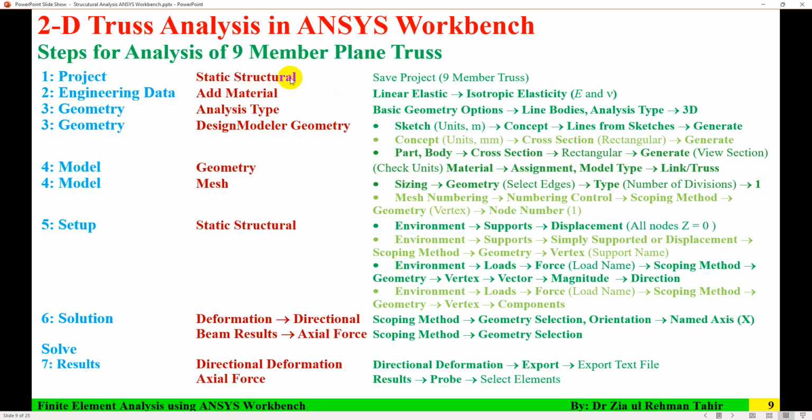You need to start a static structural project, then add material and the analysis type. For truss, you need to select line bodies, and then in the design modeler, you first sketch, then convert that line to sketches, then add a cross section, then create a part body by assigning a rectangle cross section to that. Then in geometry, you need to check that the units are appropriate, assign material, and change model type. In the mesh, you need to use mesh sizing, number of divisions must be 1, and this is how to change the numbering.